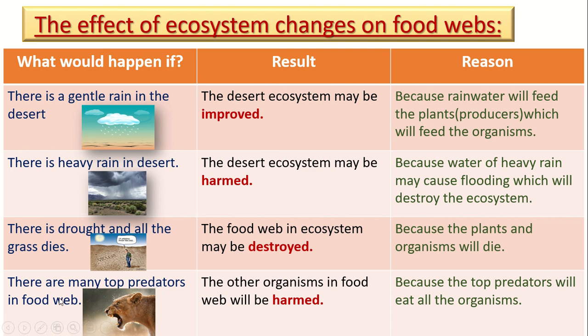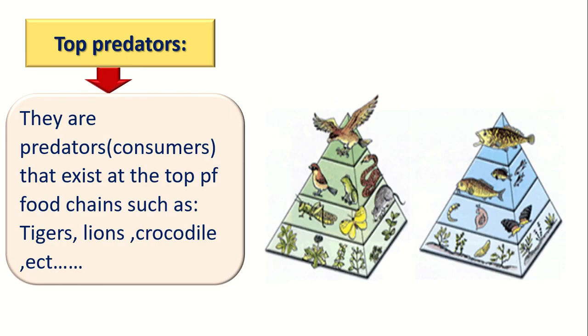Number four, what will happen if there are many top predators on the food web? Do you remember what the top predators are? Do you remember the meaning of predator? They are the animals which are eating and hunting the other organisms. They are called top predators because they are on the top of the food chain. They are on the top because they are eating all the animals which are under them in the food chain.